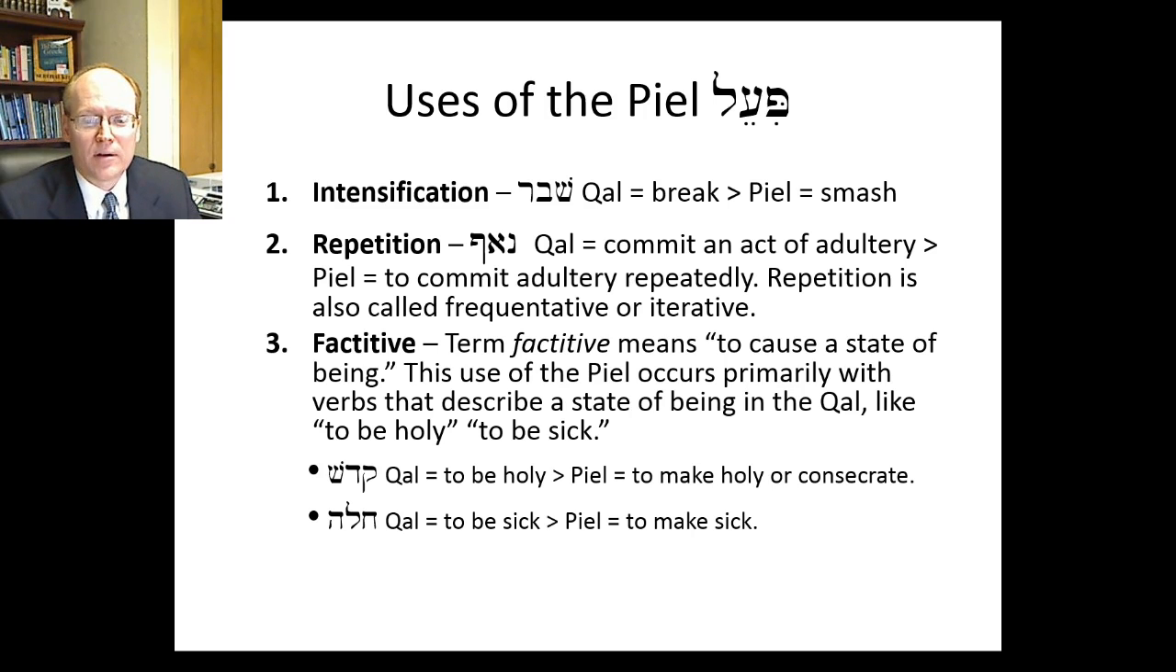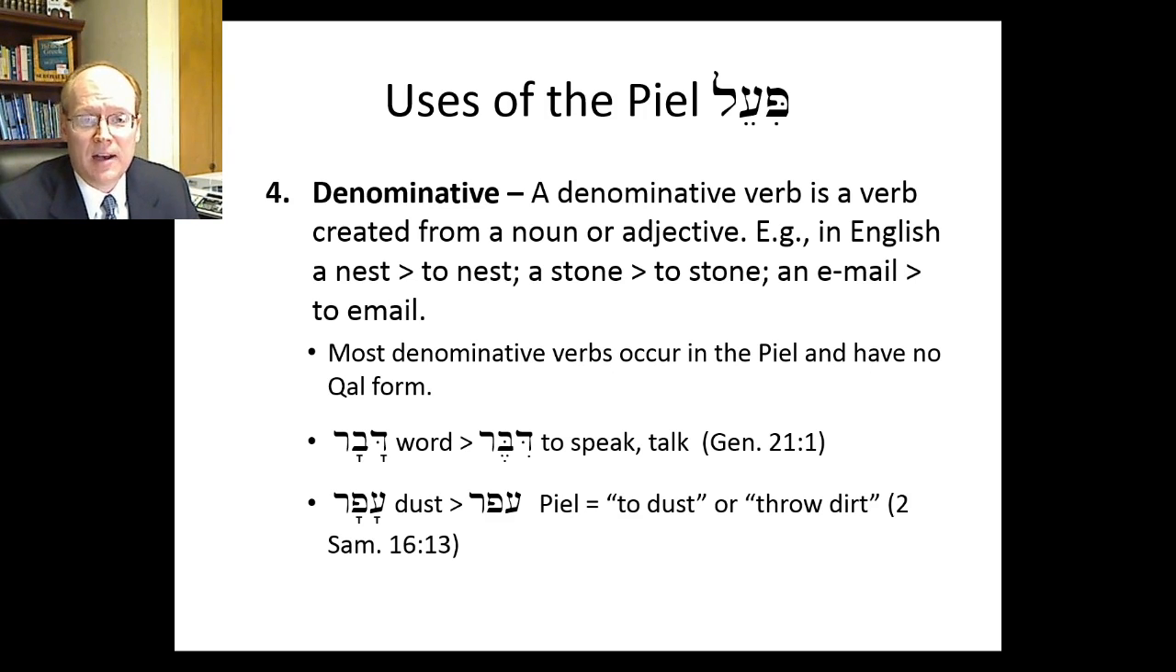And this use of the Piel occurs primarily with verbs that describe a state of being in the Qal, like to be holy or to be sick. So the verb kadash in the Qal, which means to be holy, in the Piel, kidesh, means to make holy or consecrate. Chala in the Qal means to be sick, but in the Piel, chile, it means to make sick. So intensification, repetition, and factitive use. Fourth and final use is the denominative use.